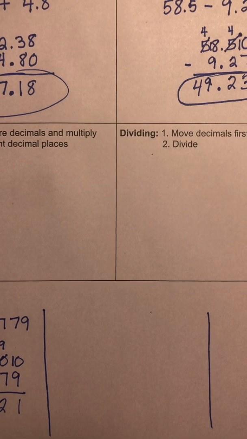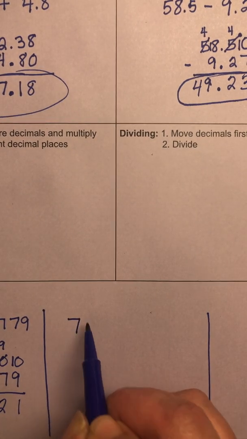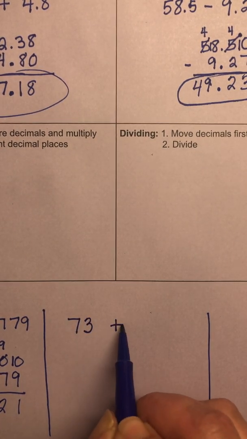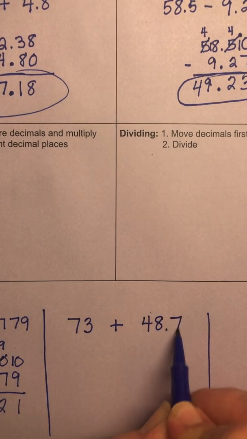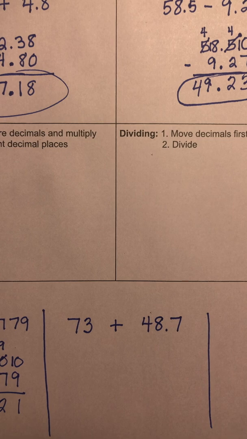We're going to try an addition problem. So we're going to do 73 plus 48.7. And the first thing I want to do is remind you what we learned yesterday. 73 doesn't have a decimal. How can I line up these numbers? How can I line up decimals when one of the numbers doesn't have a decimal?